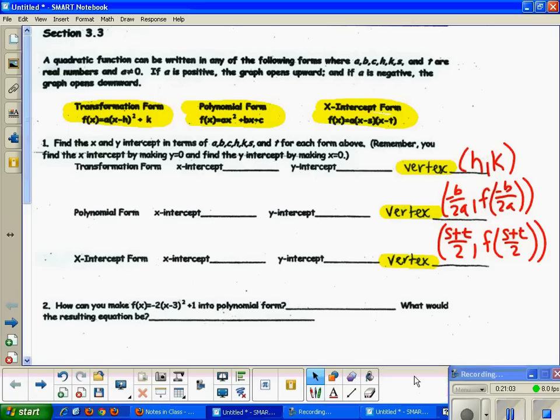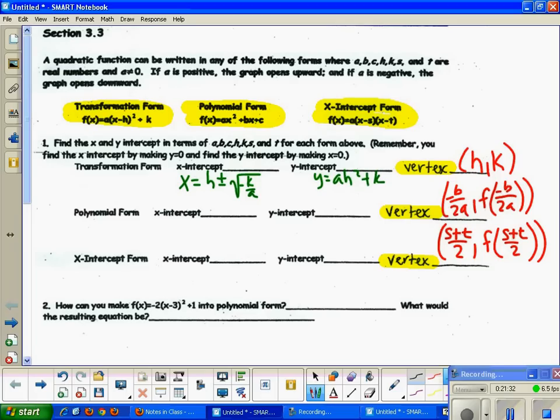I will give you the formulas for x-intercept and y-intercept that they gave in the book, but like I said, I generally don't use these formulas. It's easier just to remember to plug 0 in for y and solve for x, or plug 0 in for x and solve for y. But the book gives you, for transformation form, the x-intercept is x equals h plus or minus the root of negative k over a, and the y-intercept is y equals ah squared plus k.